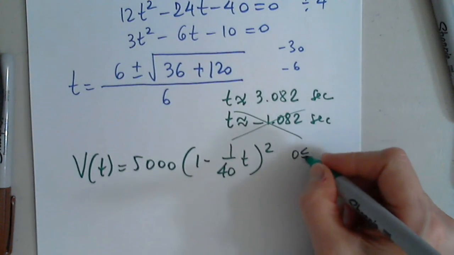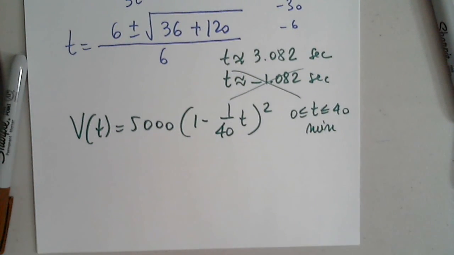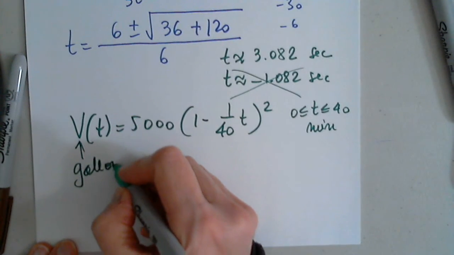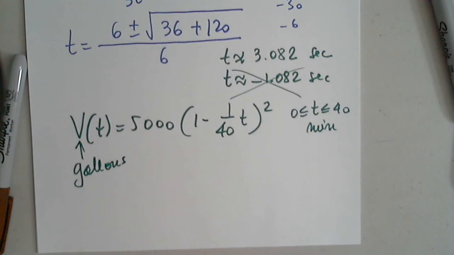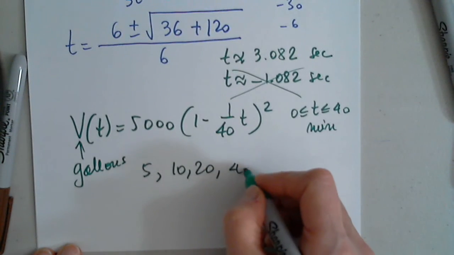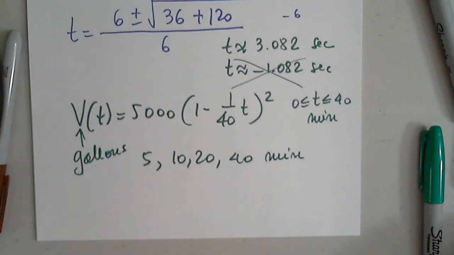And the time is between 0 minutes and 40 minutes. And the volume is in gallons. First question, find the rate at which water is draining from the tank after 5 minutes, 10 minutes, 20 minutes, 40 minutes. So what is the rate of change of volume with respect to time? How do I determine that?